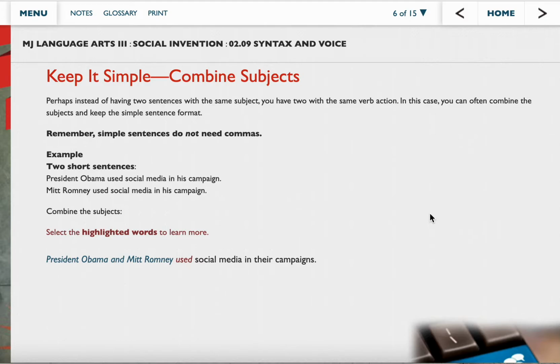Here's the example. 2 short sentences. President Obama used social media in his campaign. Mitt Romney used social media in his campaign. Let's combine these subjects. President Obama and Mitt Romney used social media in their campaigns. President Obama and Mitt Romney are the 2 subjects. Used is the verb.